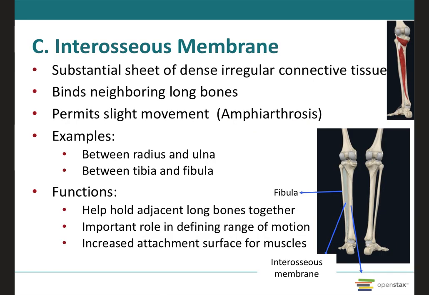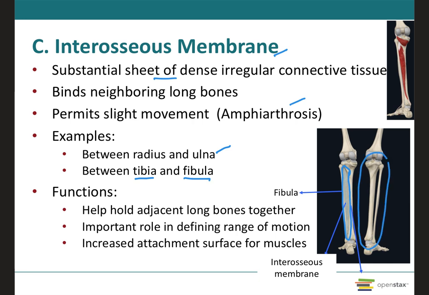The final category of fibrous joint is what we call the interosseous membrane. An interosseous membrane is going to be this substantial sheet of dense irregular connective tissue that will bind, as we can see over here, neighboring long bones, and it will permit slight movement. Therefore, it's also characterized as an amphiarthrosis. There are two principal interosseous membrane joints in the human body. One is going to occur between the radius and the ulna in the forearm, and the other occurs between the tibia and the fibula in the leg, as we can see on these images.